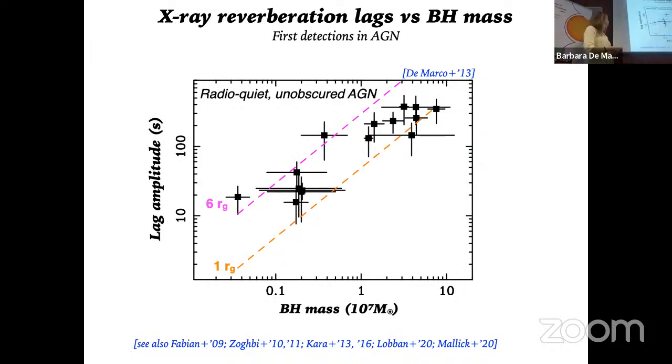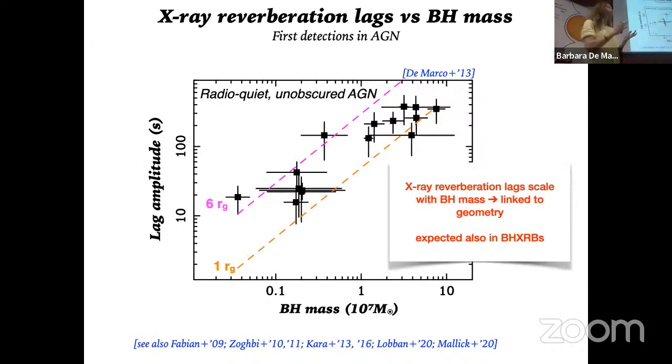So the first detections date back to 2009 in AGN. When we studied X-ray reverberation lags in AGN, what we found is that these lags scale with the black hole mass. And if we convert these time delays into distances, they map very short distances, of the order of a few gravitational radii from the black hole. What does it mean? It means that these lags are produced very close to the black hole, so they can be used as a tool to study these regions. And what is important is that they scale with the black hole mass, which is what we expect from reverberation lag. Because if this emission is produced always in the same region of the disk, if the size of the system increases, then the lag increases, and the size of the system increases with the black hole mass.